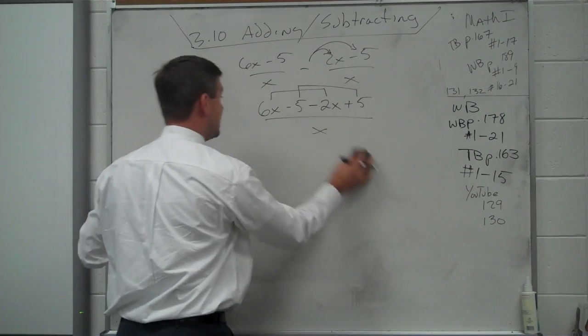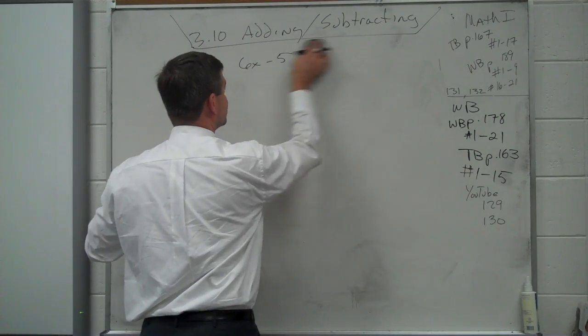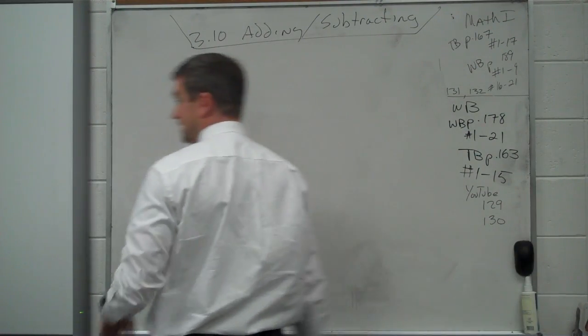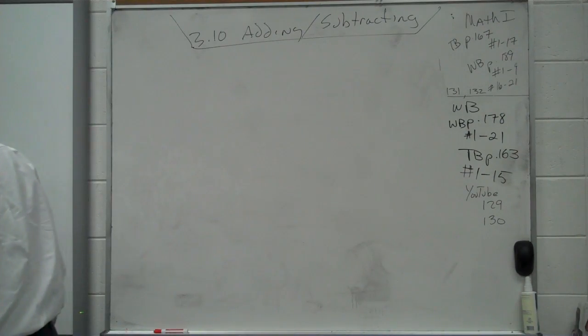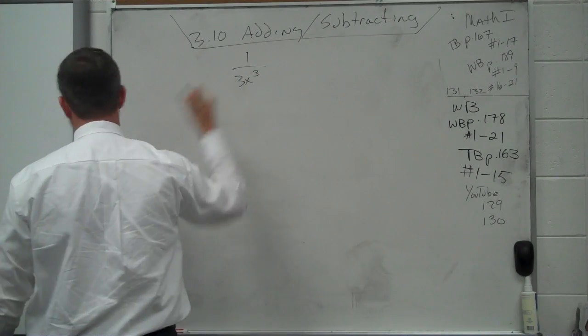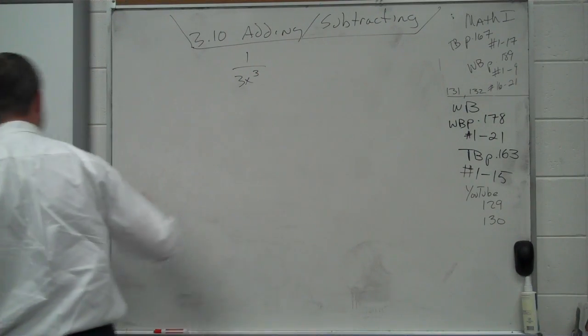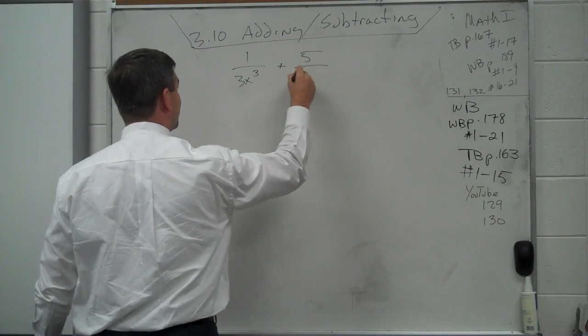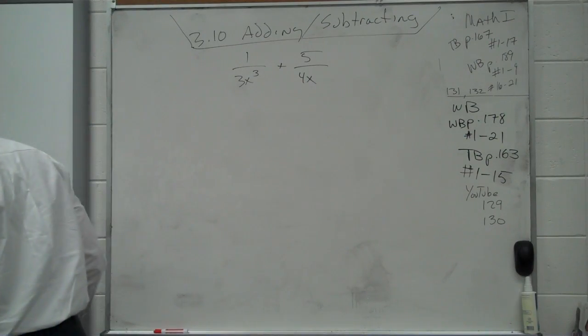All right, here we go. Now what do you think is going to happen to our denominator? It's going to change. They're not going to be the same. It's not going to be quite so easy. Let's try the first example: 1 over 3x cubed plus 5 over 4x to the 4th.